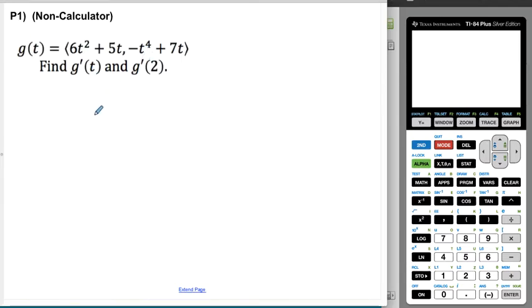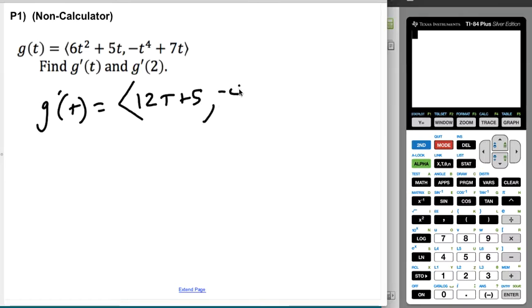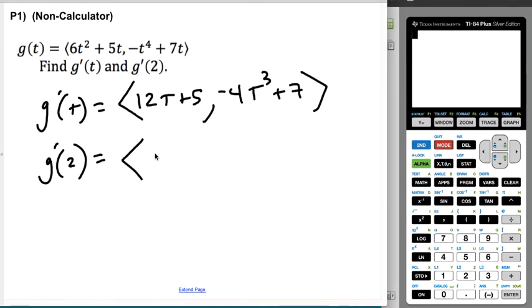You're given a g, find g prime of t and g prime of 2. So g prime of t should be 12t plus 5, comma, negative 4t cubed plus 7. And again, I think this is one of the more intuitive things that we're going to do in these later BC Calc sections. So g prime of 2 just means plug a 2 in. So that'll be 24 plus 5, which is 29. And this will be negative 4 times 8, so it's negative 32 plus 7, which should be negative 25. And that's it.